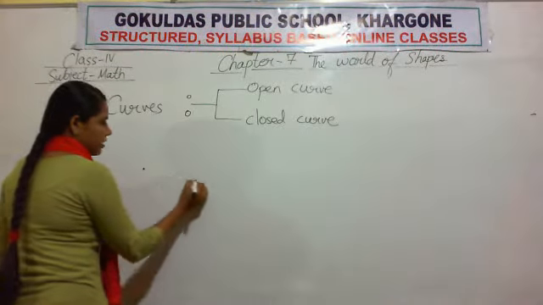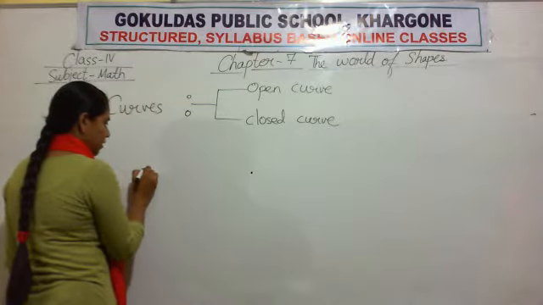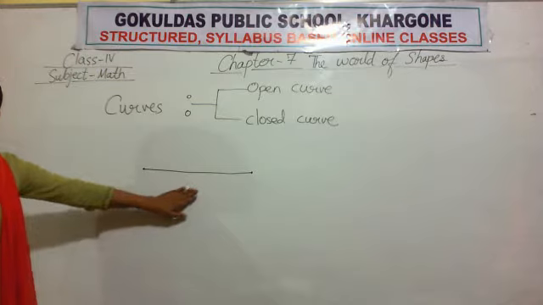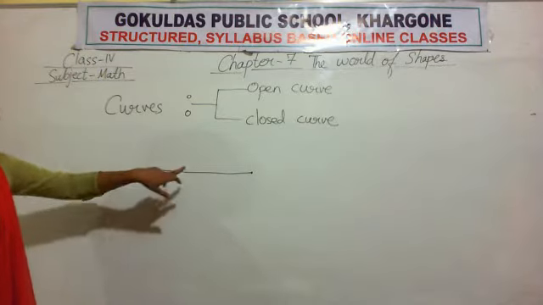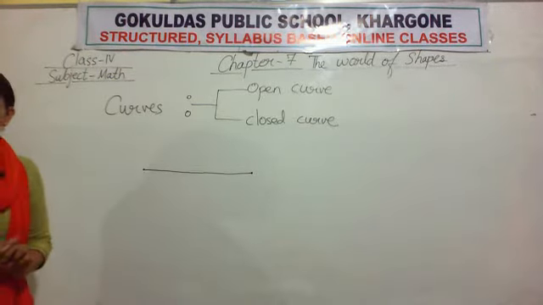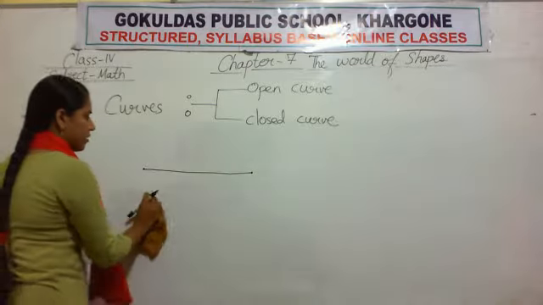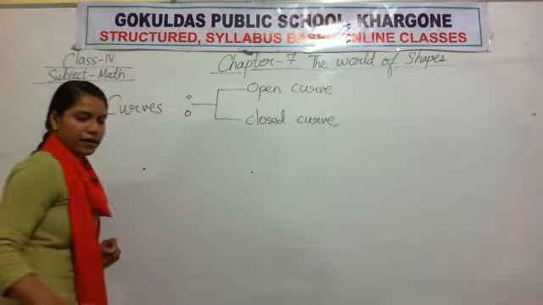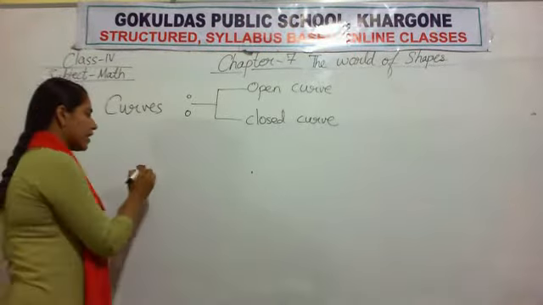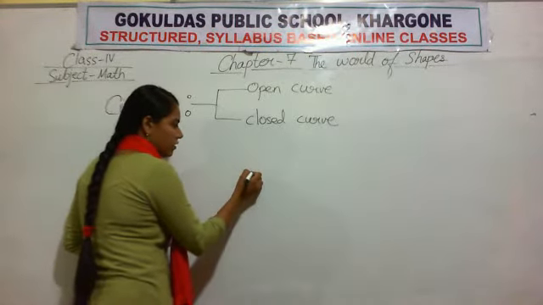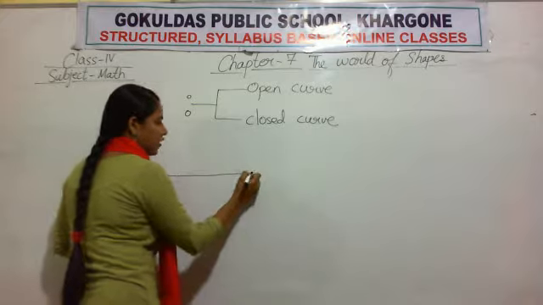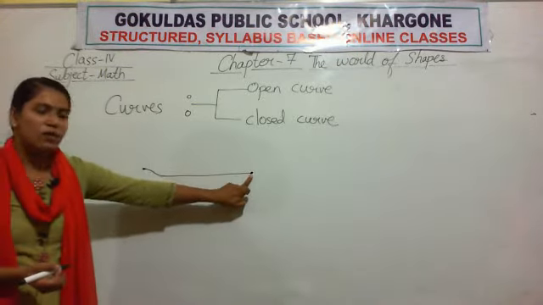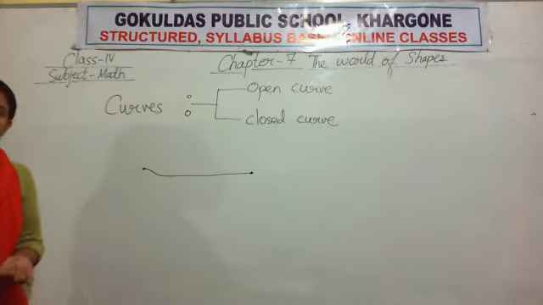Suppose I have 2 dots. If I join them, I get a straight line segment. With the help of a ruler, if I draw, I get a straight line. But by running hand, if I join 2 dots, a small bend is there. A small bend means it is a curve.